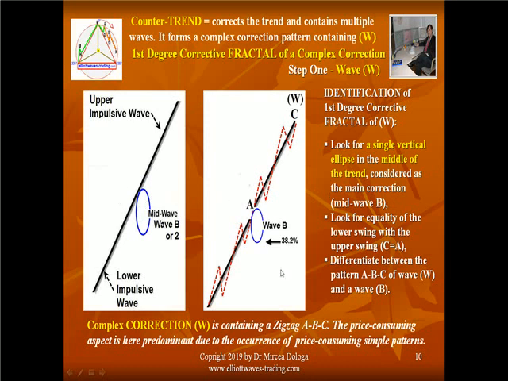Look for the equality of the lower swing A with the upper swing C, and then differentiate between the pattern ABC of a wave W parenthesis and a wave B parenthesis. Complex correction W is containing a zigzag ABC. The price-consuming aspect is predominant here due to the occurrence of a price-consuming simple pattern.